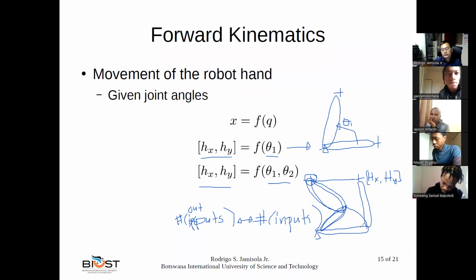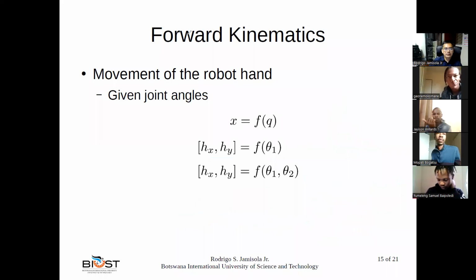Okay, so that's why as you increase the number of joints, the movement in HX and HY will become independent, just like with at least two joints. I hope that one is clear. So let's continue.